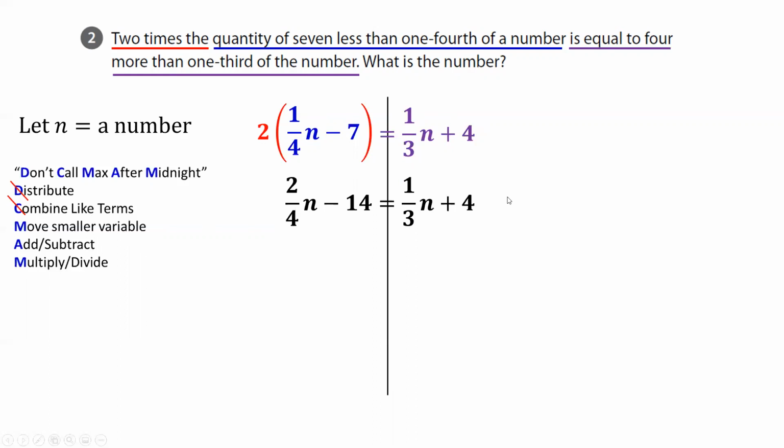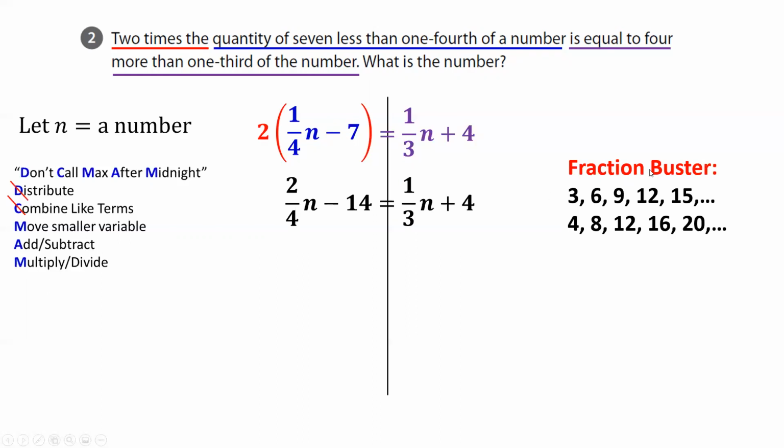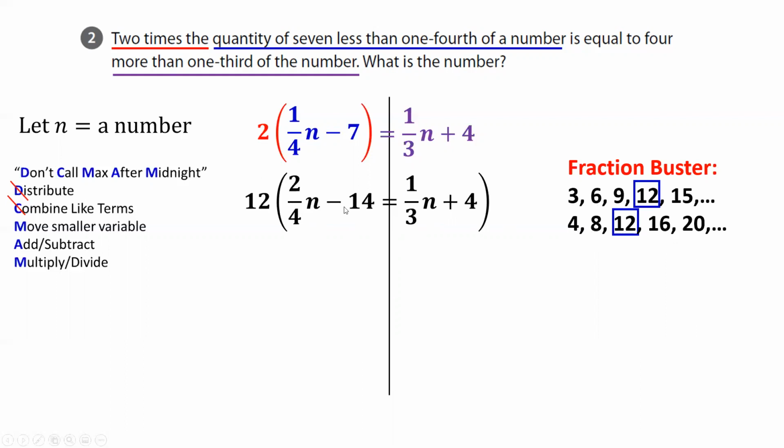So what I'm going to do instead is a fraction buster. This is going to allow me to eliminate my fractions. The denominators of my fractions are 3 and 4. So I'm going to look at what number 3 and 4 have in common when I start listing out their multiples. So when I list out the multiples of 3 and the multiples of 4, what number do you notice that they have in common? You should see that they have 12 in common. So to eliminate the fractions, I'm going to multiply everything by that fraction buster, which will be 12.